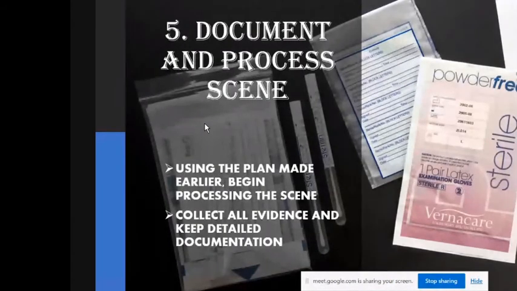In step number 5, we see document and process the scene. Using the plan we made earlier on how to conduct the search, begin processing the scene, collect all the evidence, and keep detailed documentation. All the detailed documents need to be kept, because they are to be used later for producing our case in the court of law.